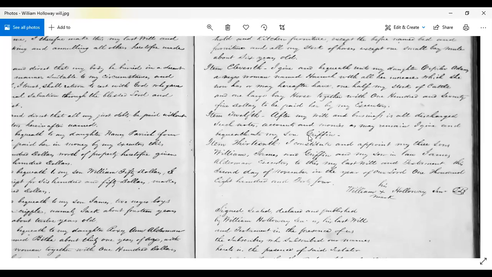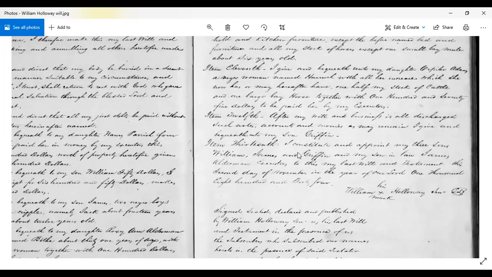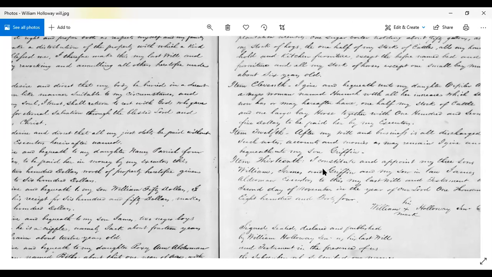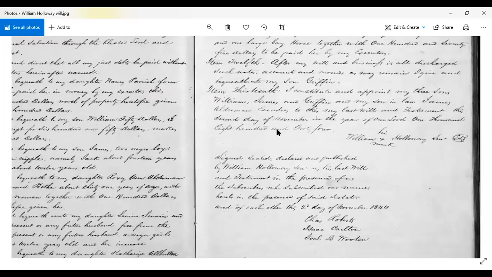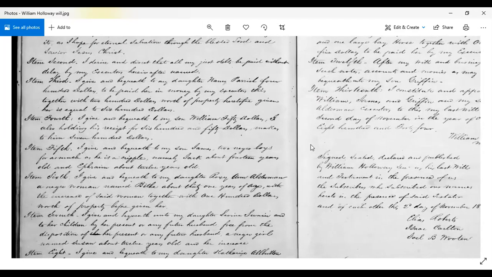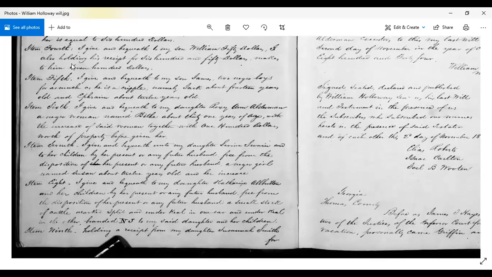This is the last will and testament of William Holloway, who died 1844. So again, you see this handwriting is all the same, but here it has his mark, and it's William Holloway Sr., and right over here, that's what the seal would be that I mentioned earlier. It was often just kind of drawn on there. So he, again, also has several different items where he leaves to his children different things like that that you can find information.